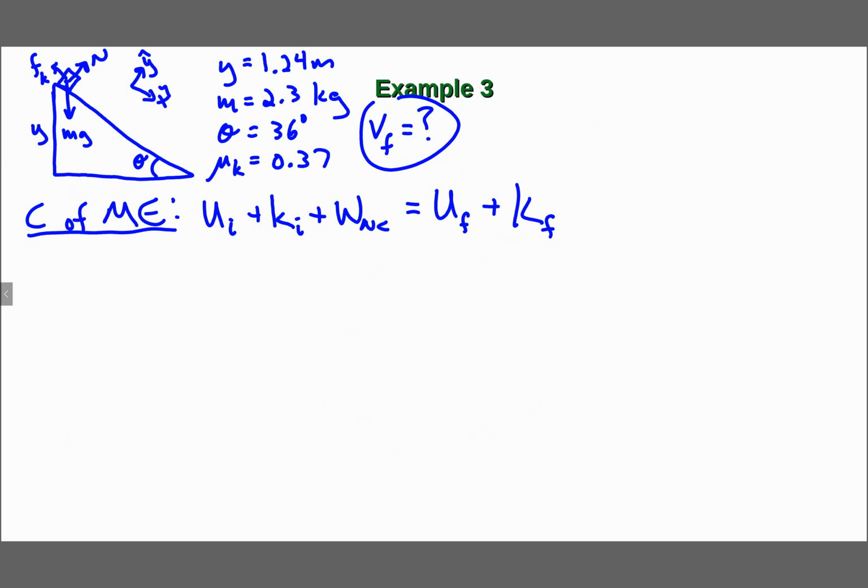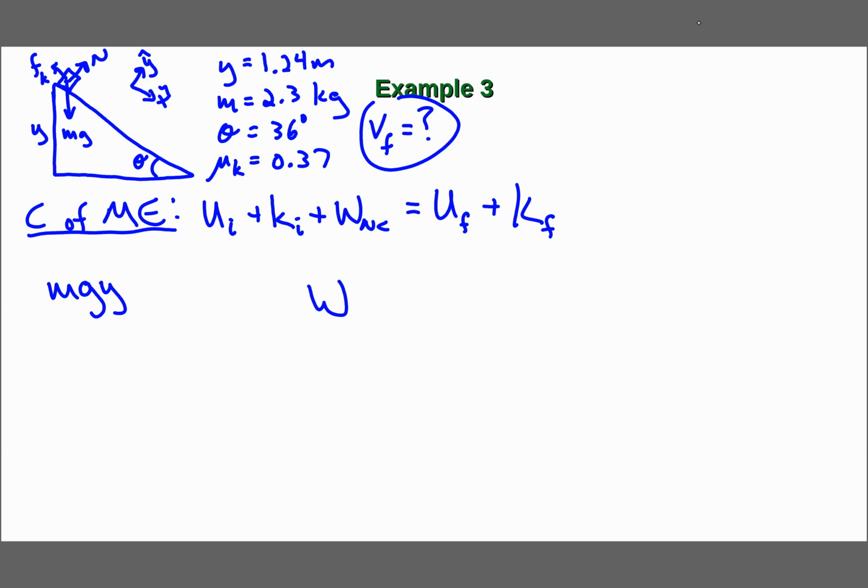All right, so initially, do we have a potential energy? We do. It's mgy, okay? The block is some height y above the ground. Do we have a kinetic energy at the beginning? If it starts from rest, we don't, okay? So we have 0 for kinetic energy. And then, do we have non-conservative work? In this case, we have friction, so we do, right?